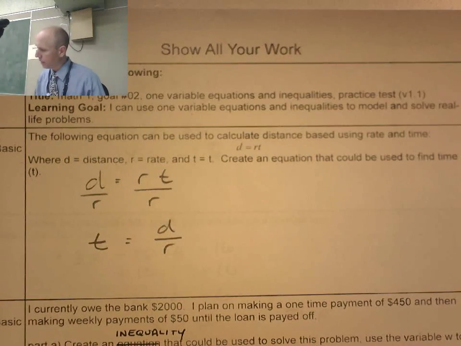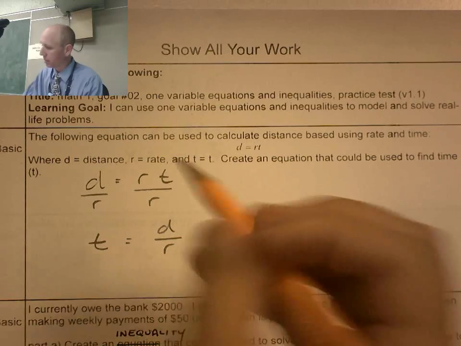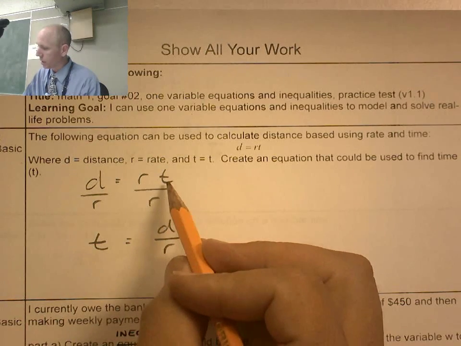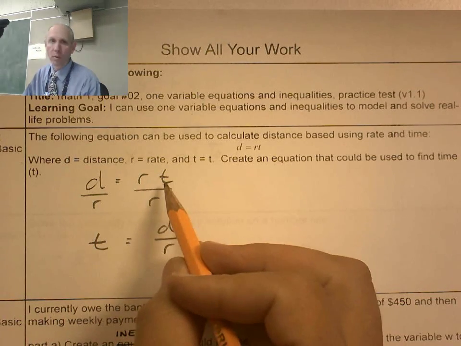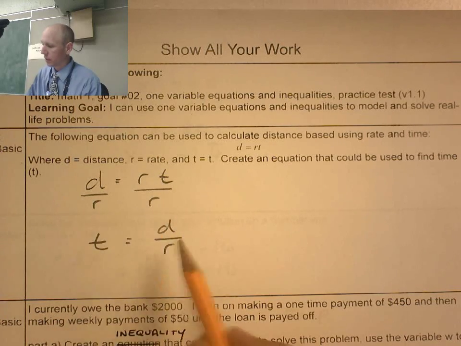So I have this equation, d equals rt. It's distance equals rate times time, and I want to solve it for time. So I'm solving this for time. Distance equals rate times time. R and t are trying to multiply. I want to get t by itself, so I'm going to divide both sides by r. So there it is, dividing both sides by r.